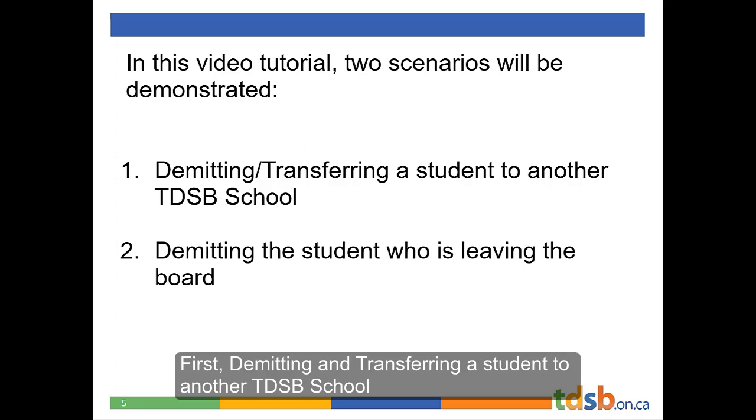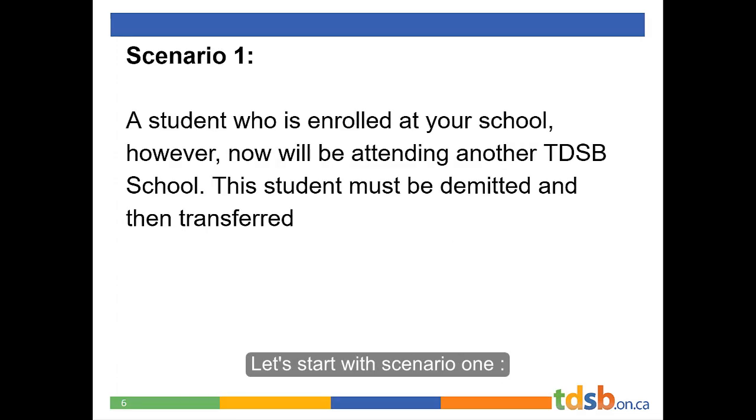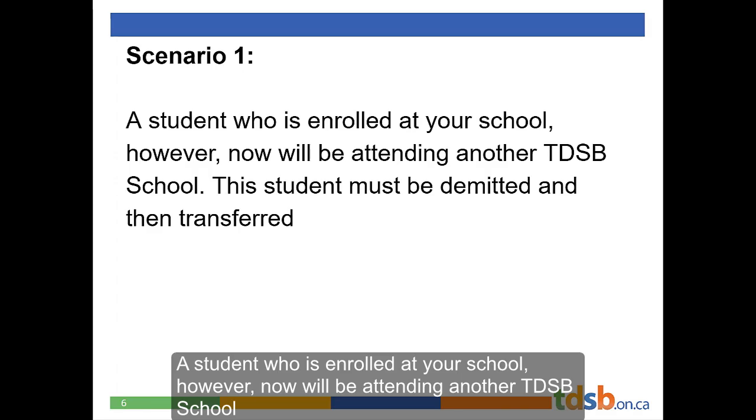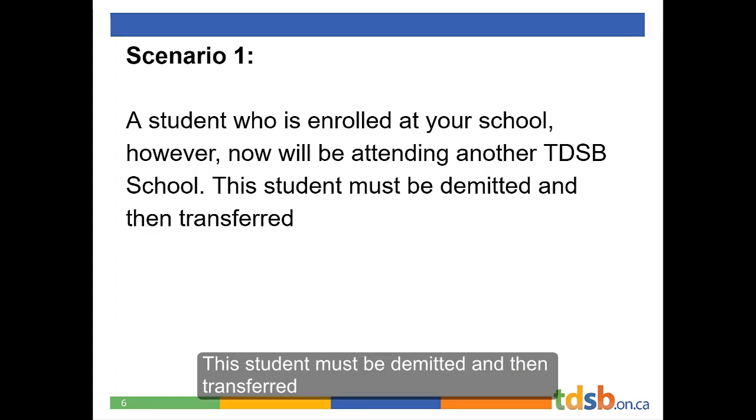First, demitting and transferring a student to another TDSB school. Second, demitting the student who is leaving the board. Let's start with scenario 1. A student who is enrolled at your school, however, now will be attending another TDSB school. This student must be demitted and then transferred.